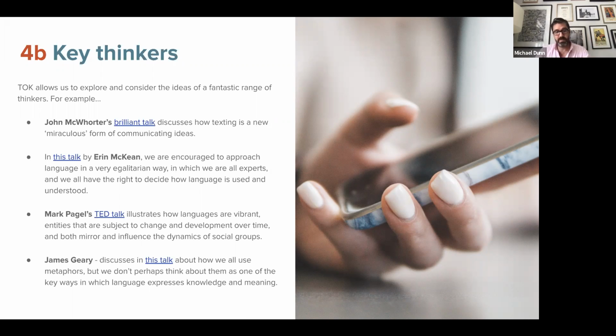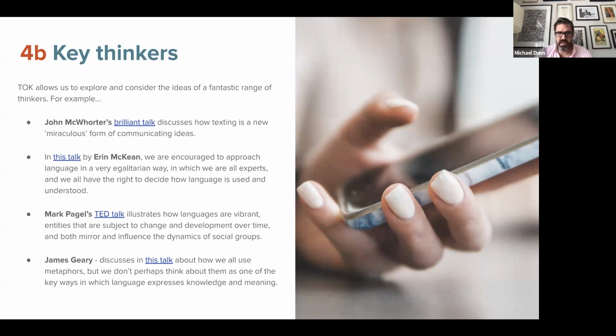And she encourages people to make up their own words, and she shows some ways in which that can be done, and the kind of methods that we use when we form new words and new aspects of language. Mark Pagel is an anthropologist, and this links to the key concept of culture. He talks here about how language is constantly changing over time, and the relationship between language and the social group that is using language. So that's another fantastic talk.